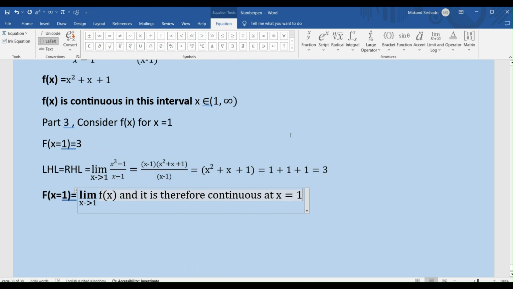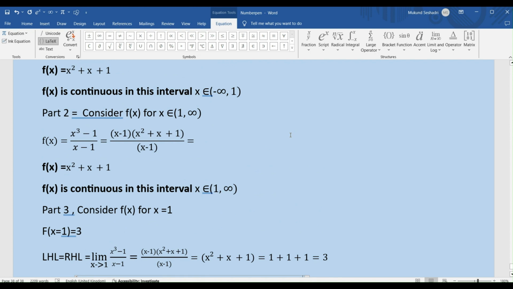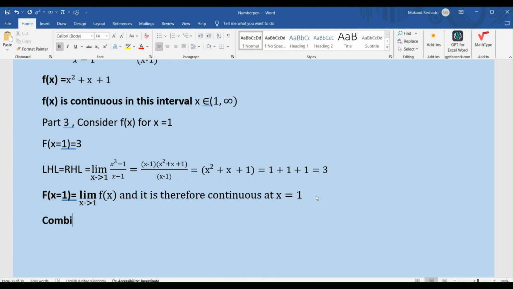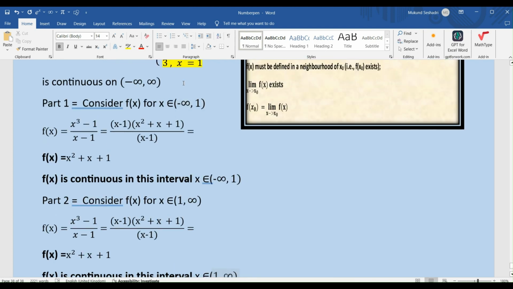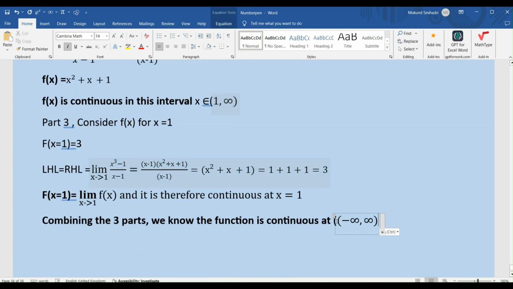So we've established continuity at the point x equal to 1, the open interval 1 to infinity, and the open interval minus infinity to 1. Therefore, combining the three parts, we know the function is continuous on the open interval minus infinity to plus infinity, right? I'm just going to copy this, folks. Right. So that solves the problem.